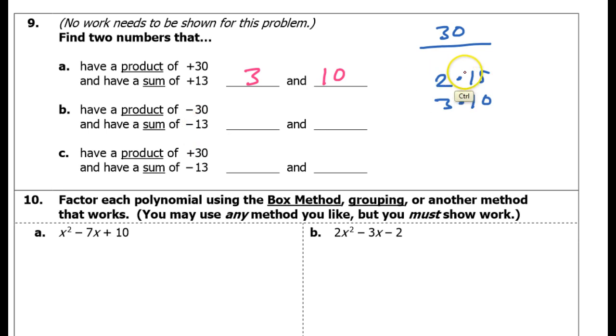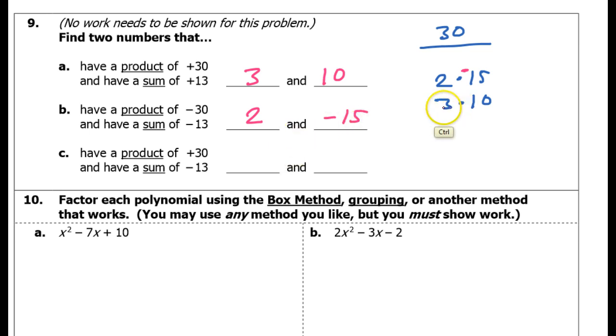So let's see, to make a negative 13 out of the first pair, I would need a positive 2 and a negative 15. Okay, that would be a sum of negative 13. Now, that would also make a product of negative 30. So we have a winner right there, 2 and negative 15.